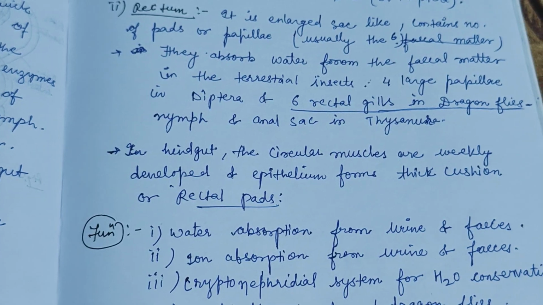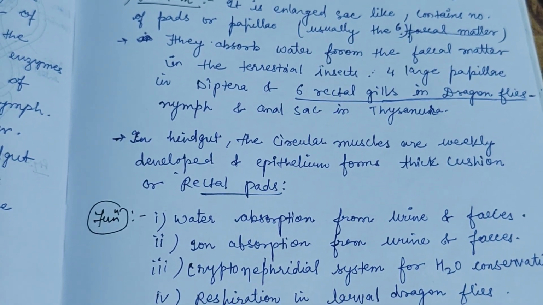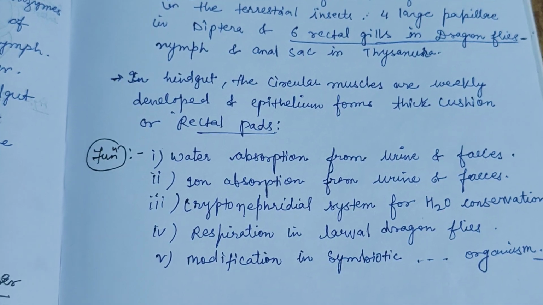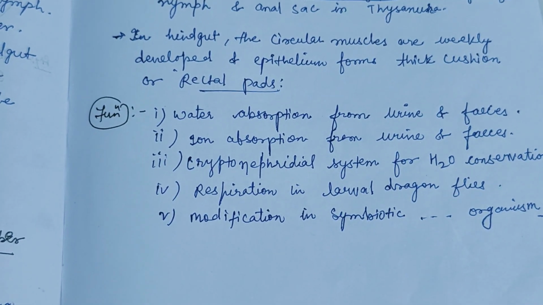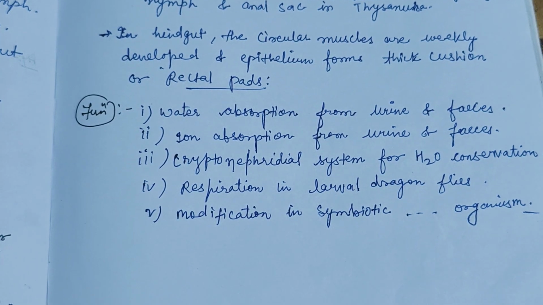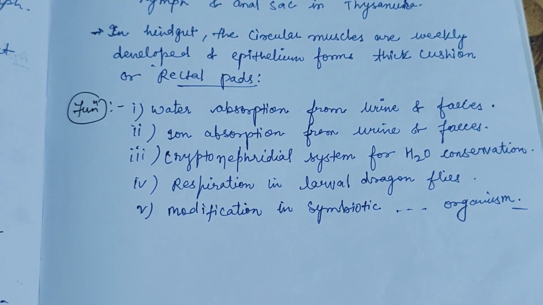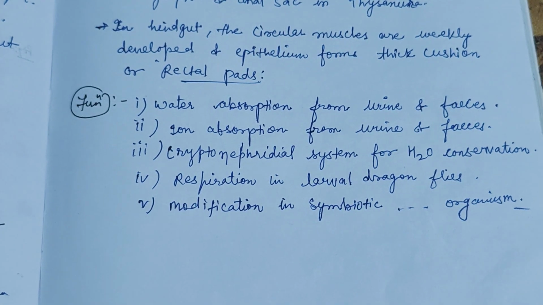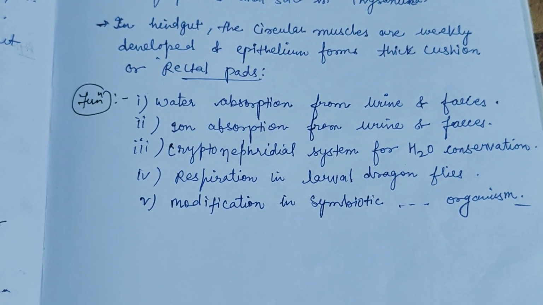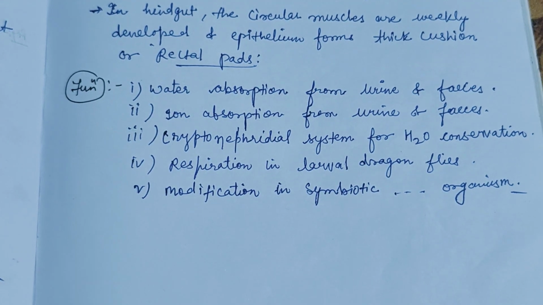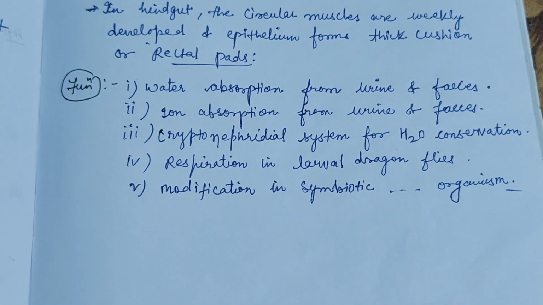Usually, these sacs absorb water from the fecal matter in terrestrial insects. There are 6 rectal gills in the dragonflies. In the hindgut, the circular muscles are weakly developed and the epithelium forms thick cushions or the rectal pads. The functions of the hindgut are water absorption from the urine and feces, ion absorption from urine and feces, respiration in larval dragonflies, and modification of symbiotic organisms.